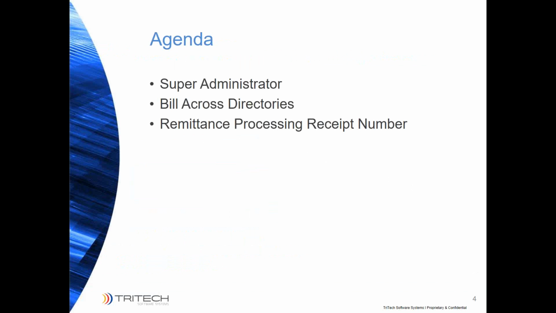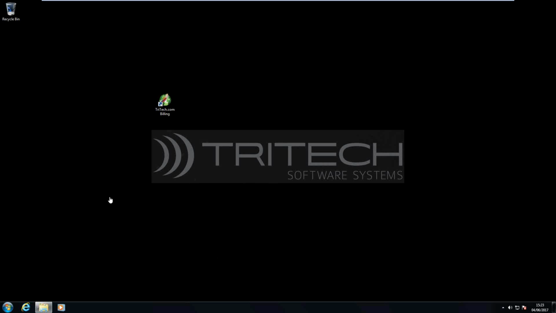So the agenda items, the things that we are going to cover today, include the new super administrator level of permissions, bill across directories, the remittance processing receipt number, and we're going to talk about the Nemesis Import enhancements that are available in Billing 5.14. So let's go ahead and shift over to look at billing.